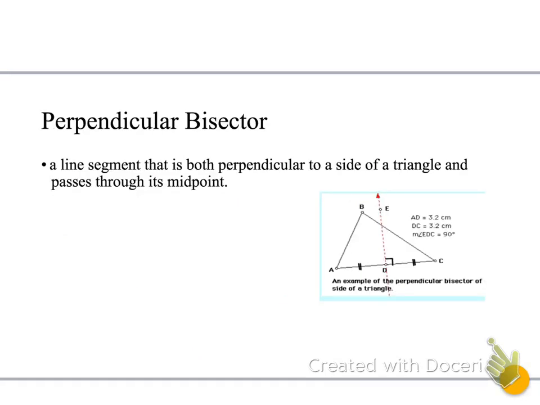Okay, perpendicular bisector: it's going to be perpendicular and bisect the other side. Bisect means it's going to cut something in half. This picture is a little weird because my perpendicular bisector is sitting outside of my triangle.